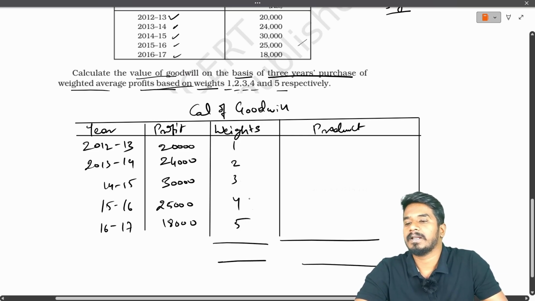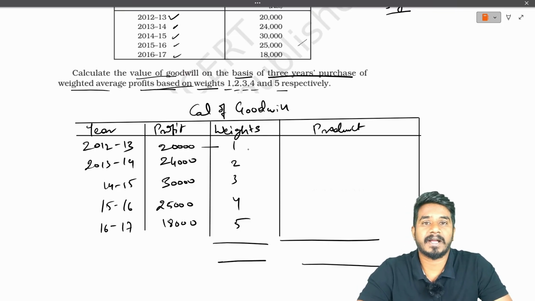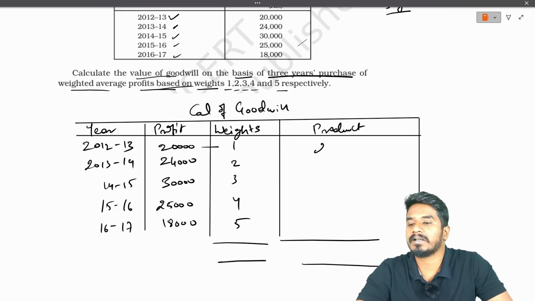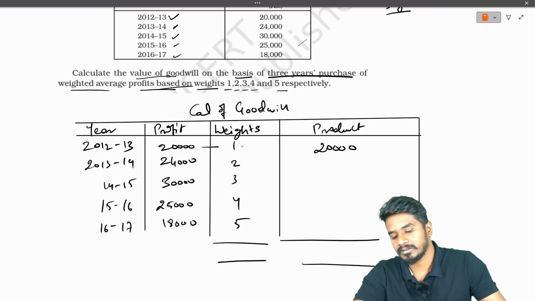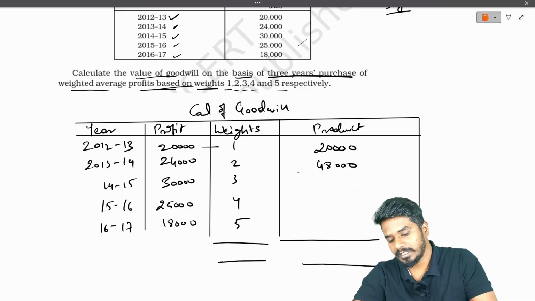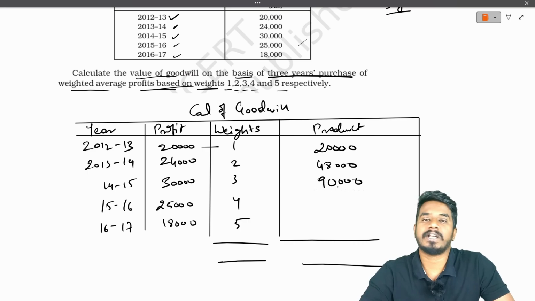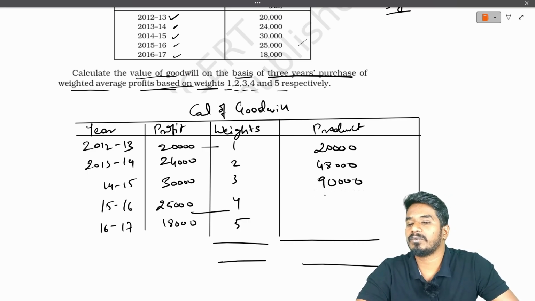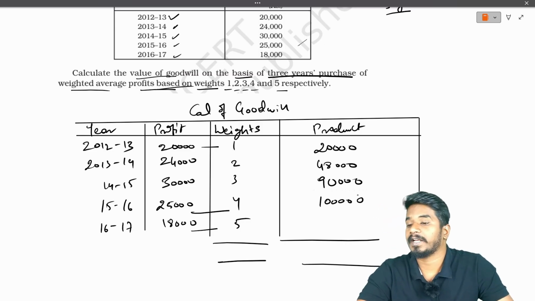So let us calculate the product. How can we calculate the product? Profit multiplied by weights. So 20,000 into 1 is 20,000. 24,000 into 2 will be 48,000. Then 30,000 into 3 will be 90,000. Like this, you need to multiply. 25,000 into 4 is 1 lakh, and 18,000 into 5 is 90,000.